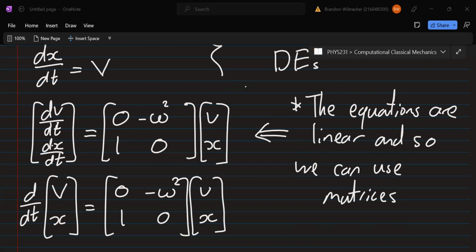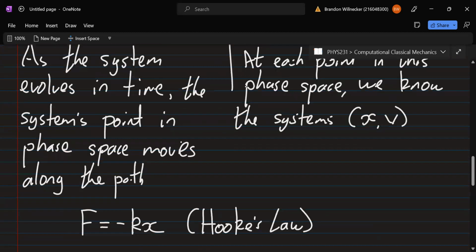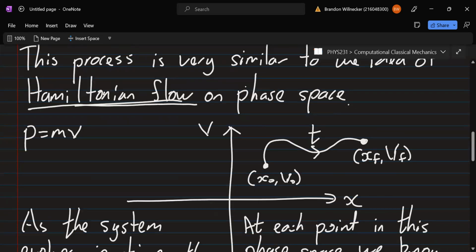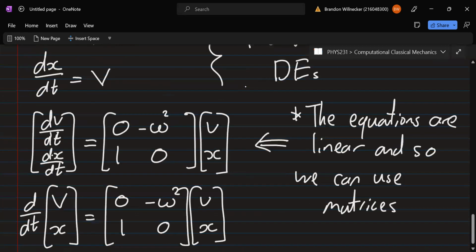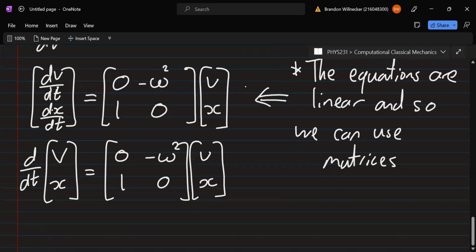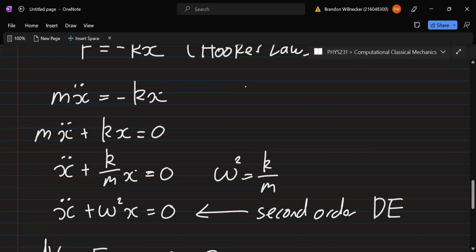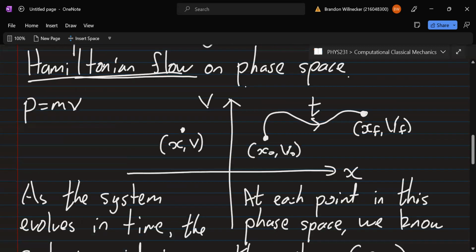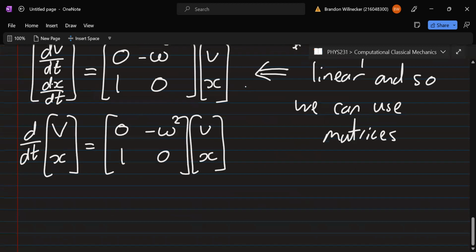Now notice this column vector with the v and the x is very similar to a point in phase space. Remember, a point in phase space here we said was x and v. So the position and the velocity gave us a point in phase space. Here we have something similar. So this can be thought of as a vector in phase space. To make it more like what we have here, we can just swap some things around.